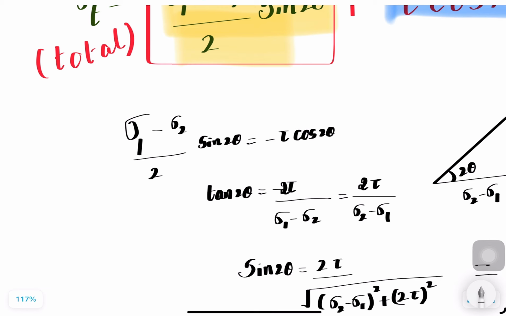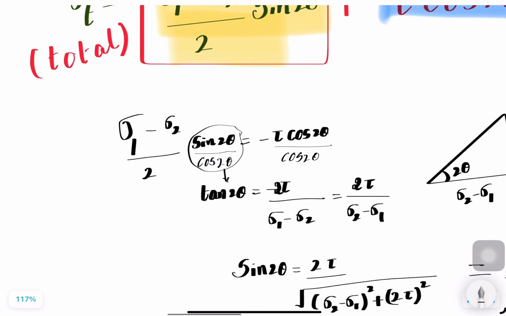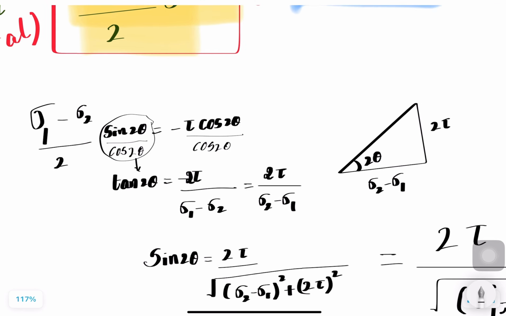Next, I'm just going to divide the left hand side and the right hand side by cos 2 theta. So you get tan 2 theta, and throw every other term on the right hand side, so you get the final expression for tan 2 theta. Okay, so the final expression for tan 2 theta after mathematically rearranging is 2 tau divided by sigma 2 minus sigma 1. Okay, so what is tan theta in general?